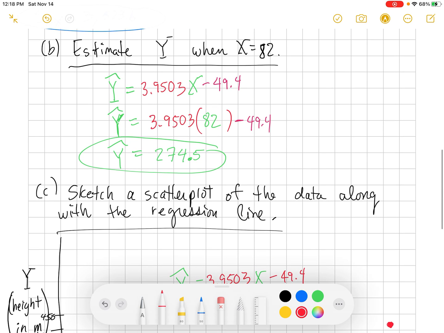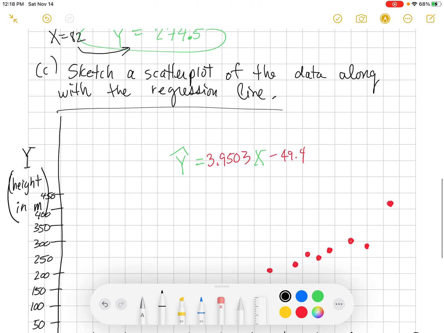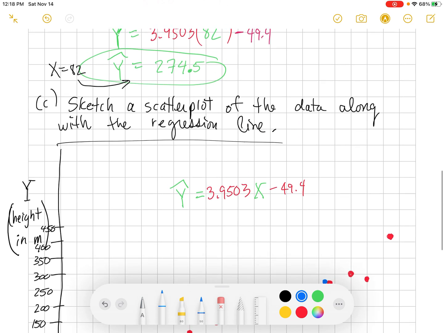So remember, you had an estimated point. When x was 82, y was approximated to be 274.5. So let's put in a point 82, 274.5. Let's see if we can do that. I'll do that in blue. 82, 274.5. That's going to be about somewhere in here. That's that blue point.